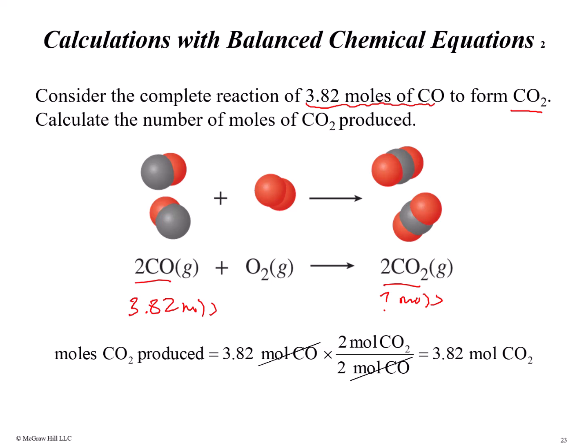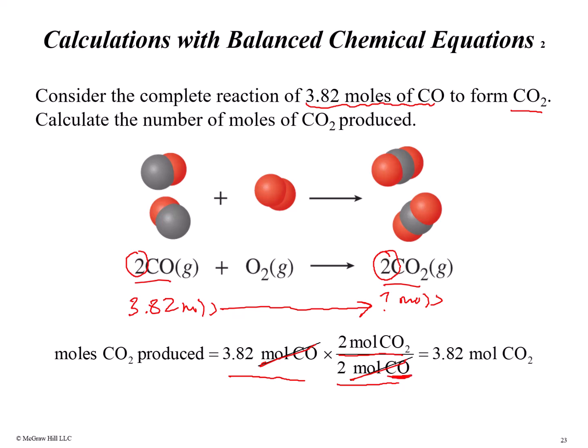So I write down what's given, 3.82 moles of carbon monoxide, and then I look at my balanced chemical equation. I see a stoichiometric coefficient of 2 in front of the carbon monoxide, a stoichiometric coefficient of 2 in front of the carbon dioxide. My mole to mole ratio is going to be 2 moles of carbon monoxide in the denominator and 2 moles of carbon dioxide in the numerator. So you say, why'd you do that? Because I'm trying to change this to this. So I want the carbon monoxide to cancel out. That's how I know what goes in the denominator here. And I want to end up with carbon dioxide.